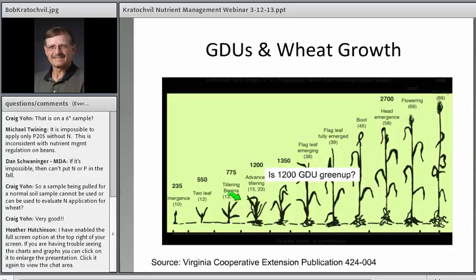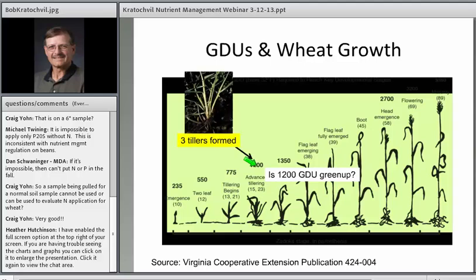This is a chart that Virginia Tech put out a few years ago, and it describes the response of wheat to the accumulation of those growing degree units. You can see that it takes 235 of those units for the wheat to emerge. Tillering will begin when you've accumulated 775. And if you get to 1,200 units, you are at what's considered to be advanced tillering, or that's the number of units required to give you 3 tillers.